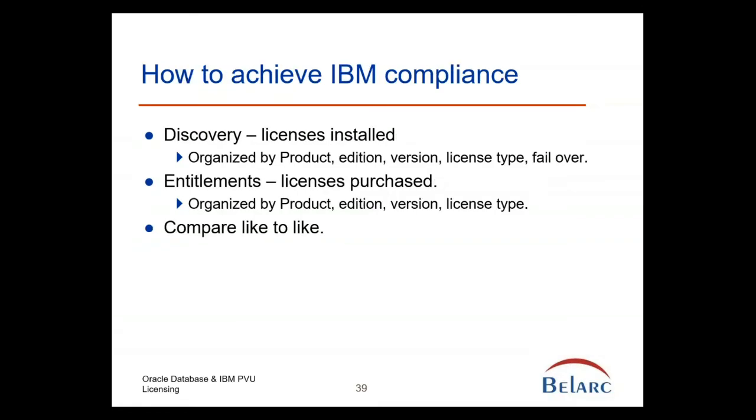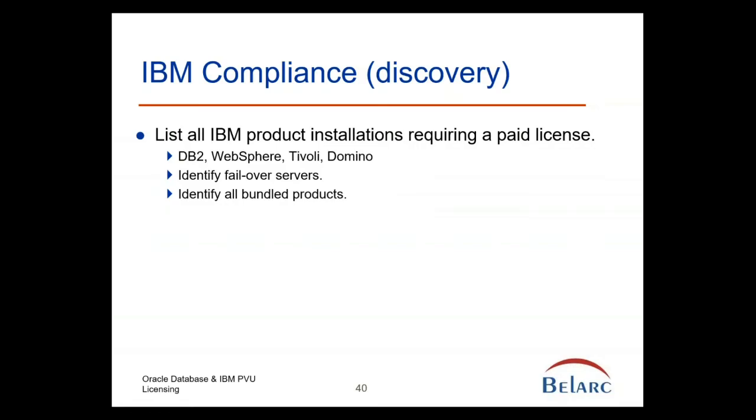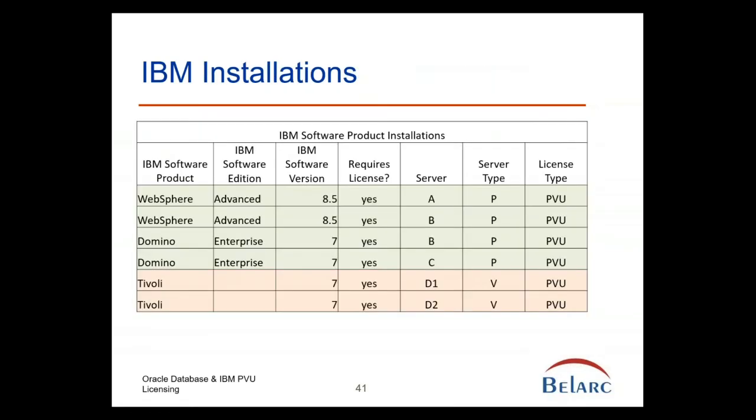So now what we're going to do is go through the same process that we did for Oracle to build up our compliance. We're going to go through discovery, we're going to go through purchasing, and then we're going to come up with an effective license position. So firstly, we need to identify all of the products for which we may need licenses.